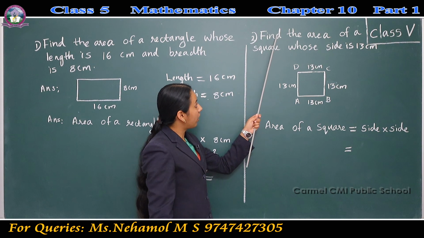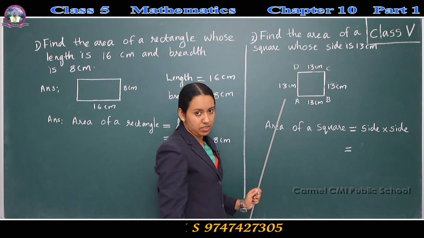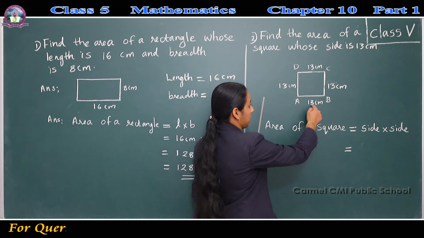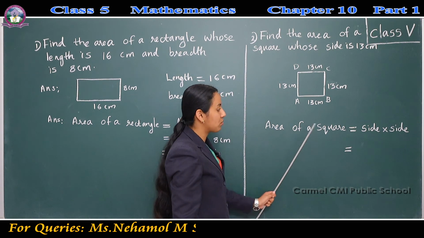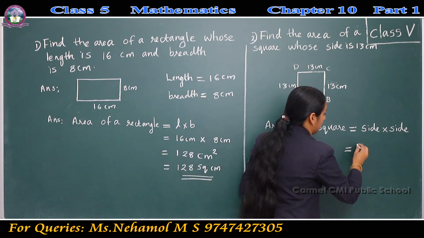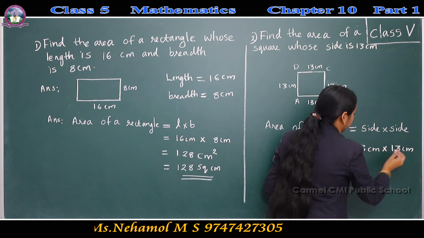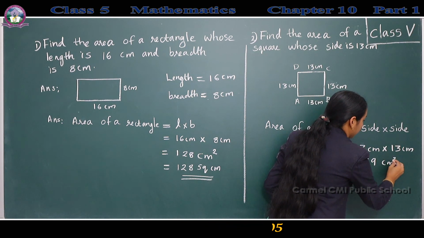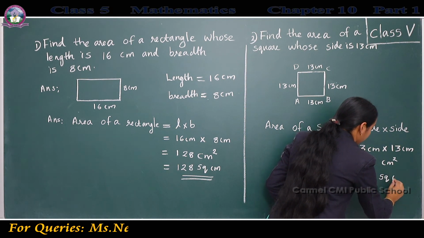Next question. Find the area of a square whose side is 13 centimeter. One side is given. We know that for a square, all sides are equal. 13 centimeter each. Then area of a square is equal to side into side. So 13 centimeter into 13 centimeter. What is the answer? 169 centimeter square, that is equal to 169 square centimeter.